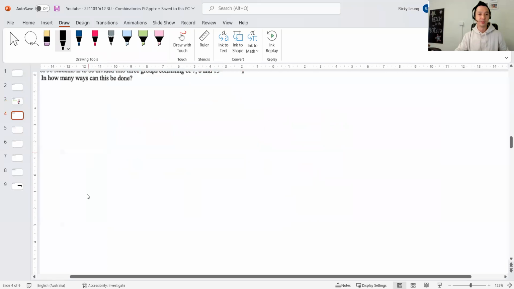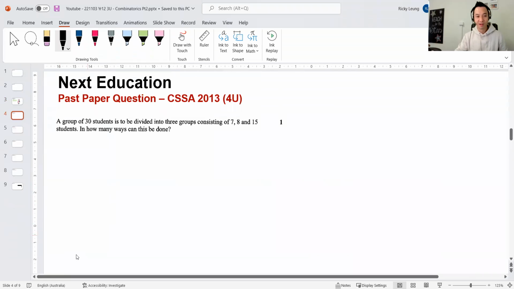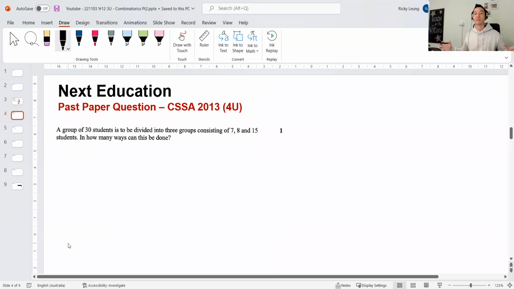Next question. Now, I like this question. It's worth 1 mark, right? For good reason, but some people overcomplicate things, right? A group of 30 students, and this was in the 4-unit paper, right? Group of 30 students divided into 3 groups, 7, 8, 15, right?